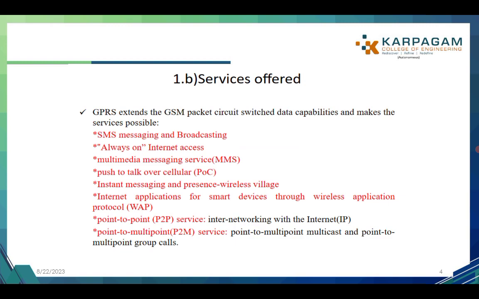It extends the GSM packet circuit switched data capabilities and makes these services possible: SMS messaging, always-on internet access, Multimedia Messaging Services MMS, Push to Talk over Cellular PoC, instant messaging, presence, wireless village, WAP, point to point, point to multi-point. So these are all the services offered by the GPRS.